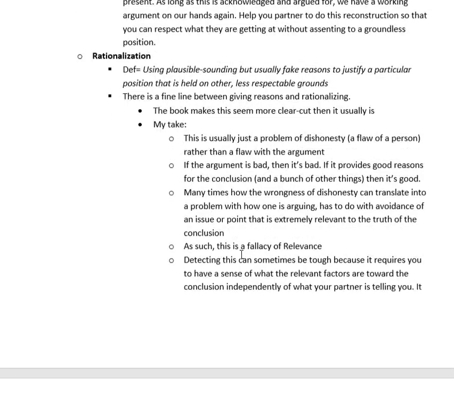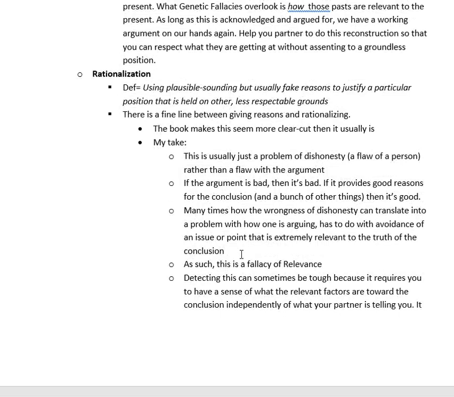Rationalization, one of my favorites. Let's start here looking at the lecture notes. You're getting the lecture notes up on the video? Yep, okay, cool. Rationalization is kind of a weird one to do next, because this is a real outlier on the list of fallacies. This is a fallacy that's unlike almost any other on the list that I usually cover.